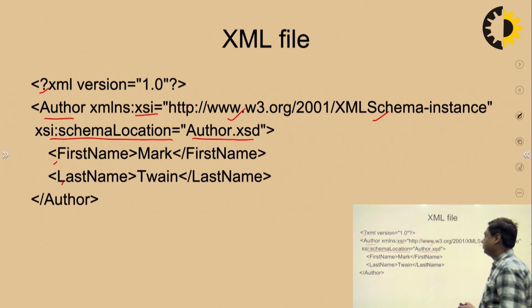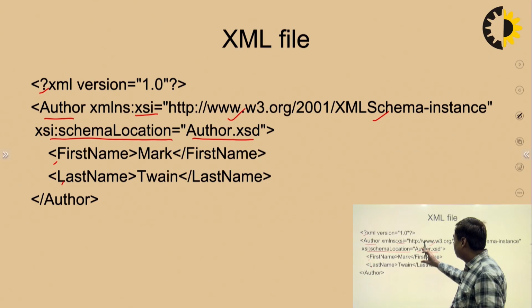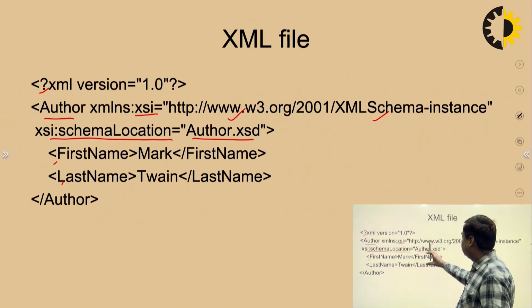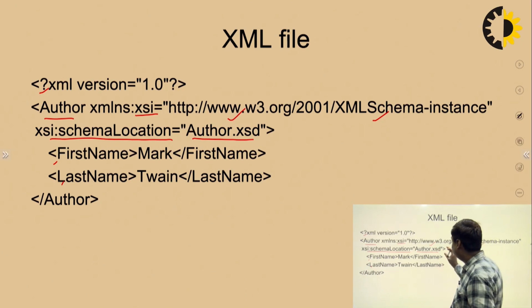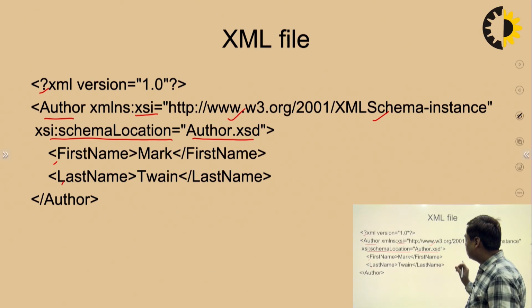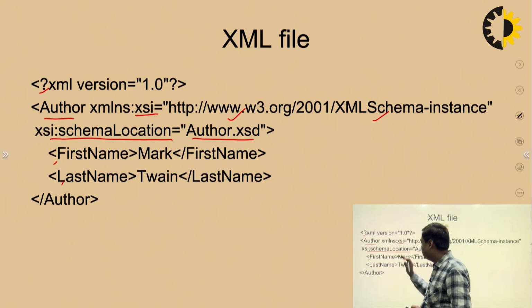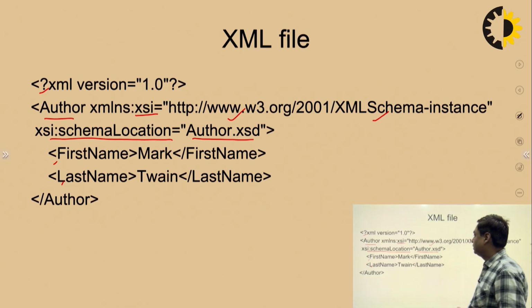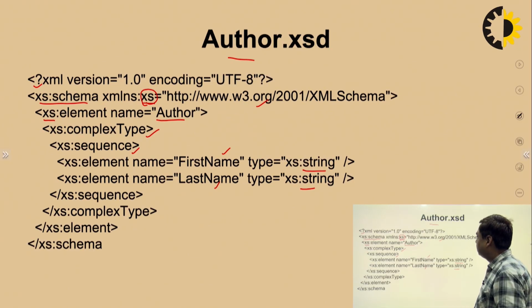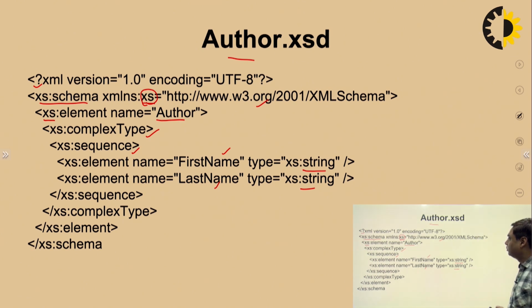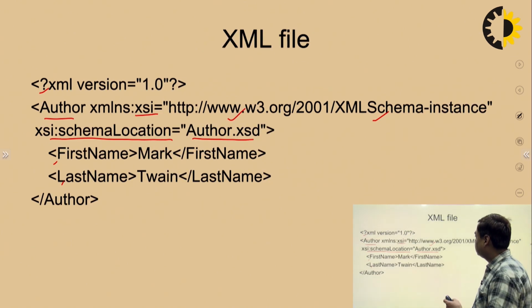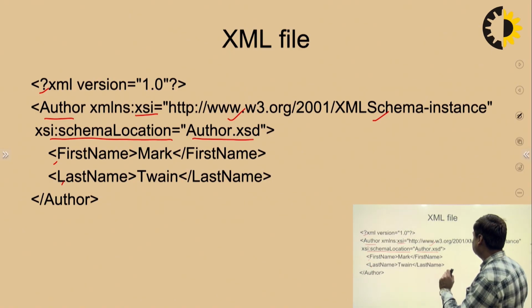Here you can see, author is the name of the root element. In the root element we have included author.xsd, and in this author element we have defined two elements, firstName and lastName, and given the values of first and last name, Mark and Twain. So just to refer again: this is an XSD file, and this is an XML file that includes the XSD file.